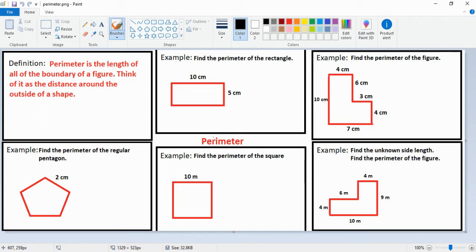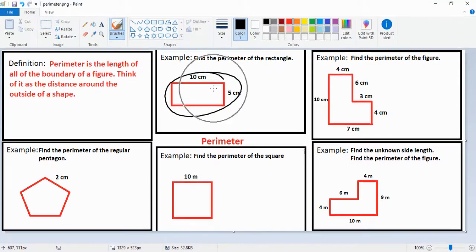Learn about perimeter. So let's get into it. Top left here, we have the definition. Perimeter is the length of all of the boundary of a figure. Think of it as the distance around the outside of a shape. Let's explain a bit more.